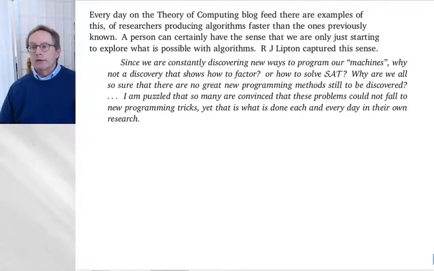R.J. Lipton has this from his blog. Since we're continually discovering new ways to program our machines, why not a discovery that shows how to factor or how to solve the satisfiability problem? Why are we all so sure that there are no great new programming methods still to be discovered? I'm puzzled why so many are convinced that these problems could not fall to new programming tricks, that that's what's done each and every day in their own research.